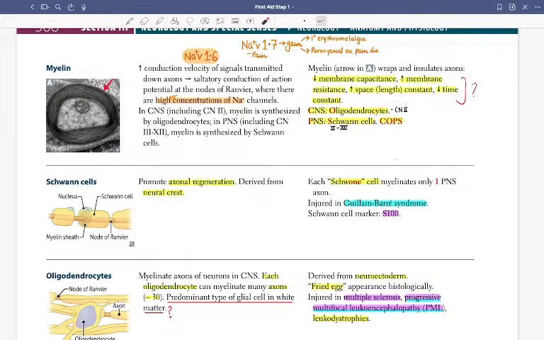Another exception: cranial nerve 2. Where is cranial nerve 2 coming from? It is coming from the diencephalon, the optic stalk, retina, optic nerve. So that is going to be oligodendrocytes. Although it is a nerve, it is myelinated by oligodendrocytes. But cranial nerves 3 to 12 are all PNS, so it is going to be Schwann cells. Okay, next.